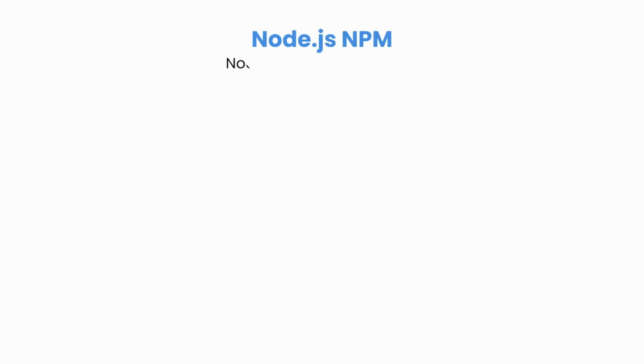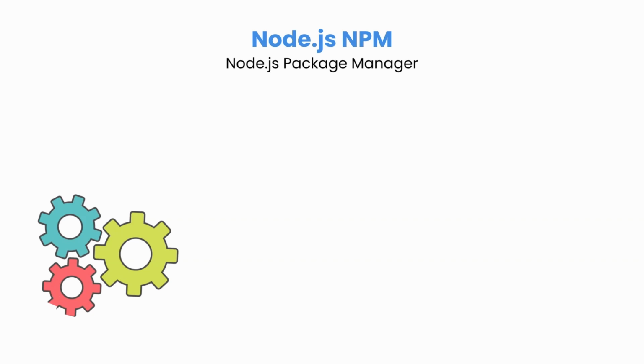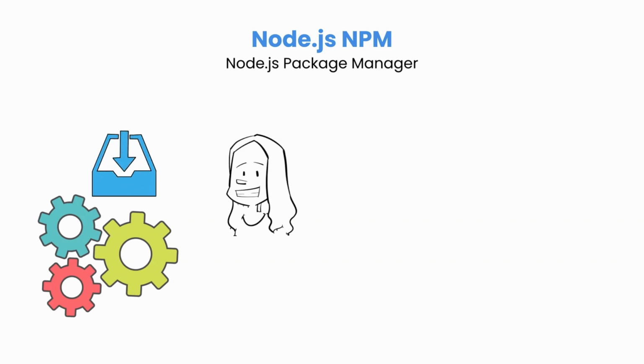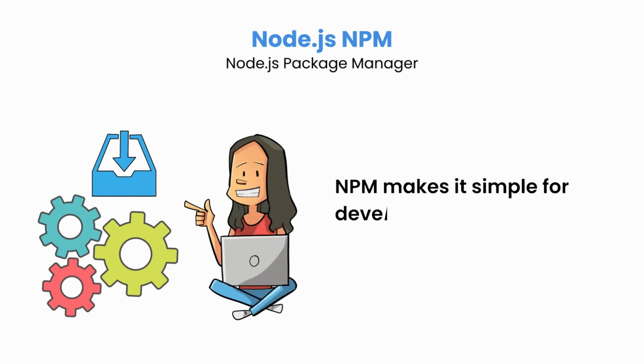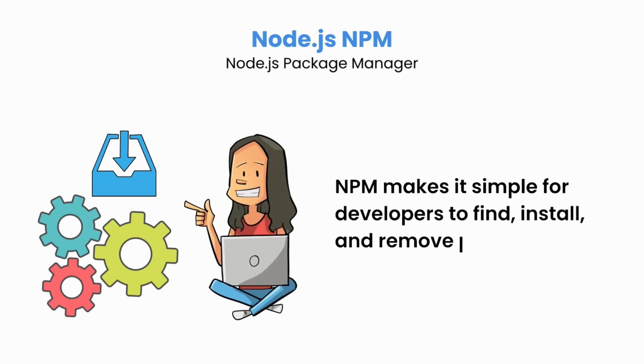NPM, or Node.js Package Manager, is a popular Node.js package management system that allows users to install and manage packages from the command line or within a Node.js application. NPM makes it simple for developers to find, install, and remove packages from their systems. Furthermore, it enables developers to manage package dependencies and share code across disparate projects with little to no effort.